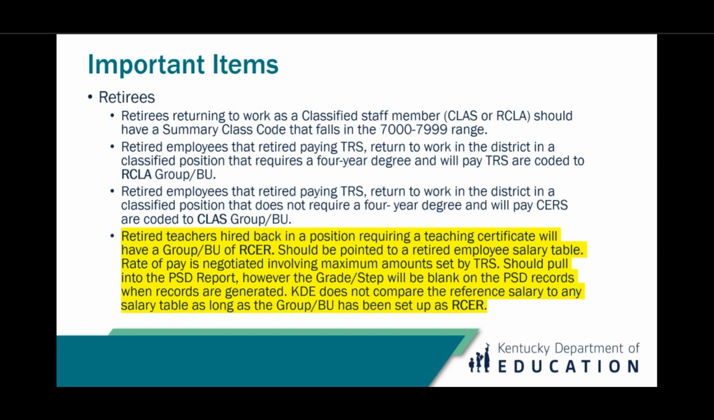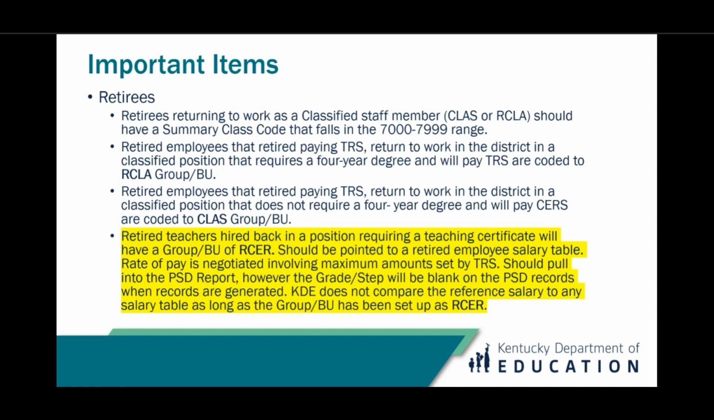So, important item here is we're going to discuss retirees. So, any of your retirees should fall in one of the 4 bulleted items that we have here. So, if you have a retiree that you question, you should be able to go to this slide, or it's also information that's in your PSD guide as well. But the first bullet says that retirees returning to work as a classified staff member, CLAS or RCLA, should have a summary class code that falls in the 7,000 to 7,999 range.